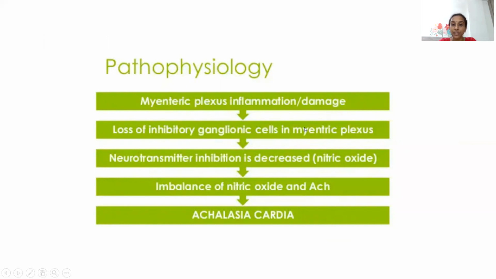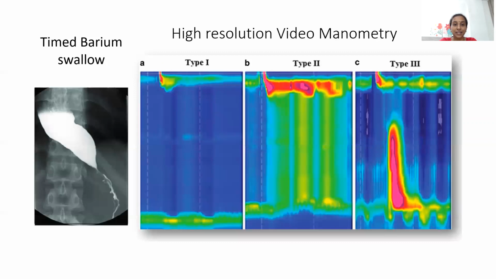which happens because these inhibitory ganglion cells are lost and neurotransmitter inhibition is decreased, but there is an imbalance and more stimulatory response happens and it goes into contraction, the lower esophageal sphincter. And over time, this is the first thing which happens. And the next thing which happens is the dilated esophagus and loss of peristalsis.